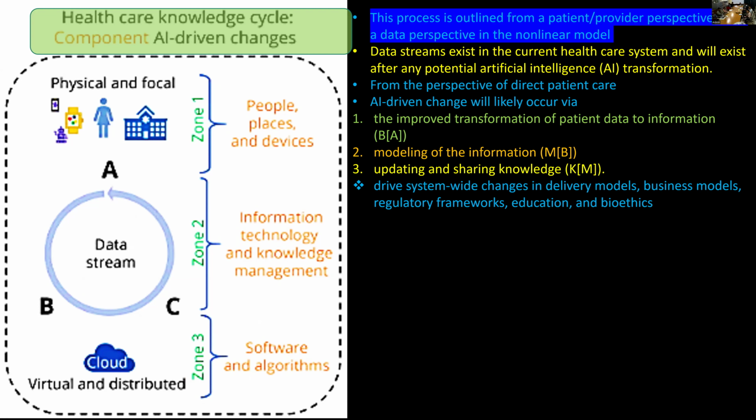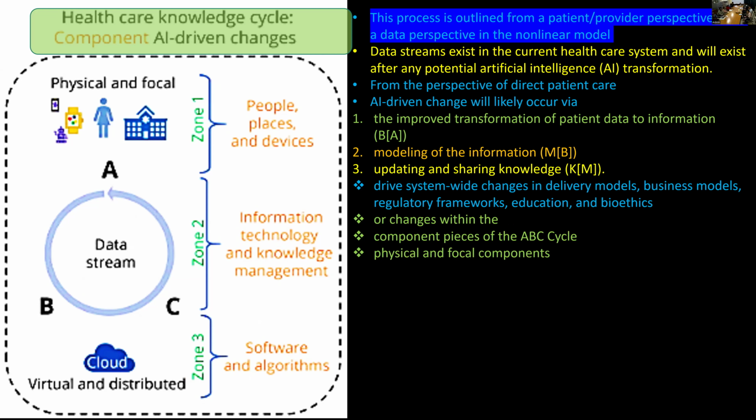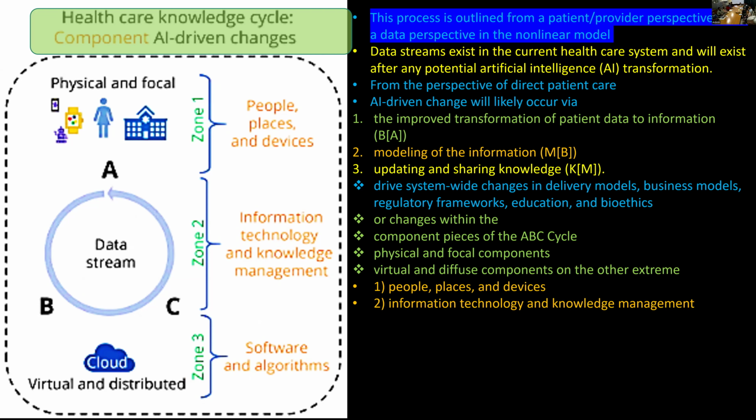This is called information, and this data stream is captured by zone 2, information technology and knowledge. This is where we are. This is also called the ABC cycle, which we are currently looking at. But now in healthcare, we divide this into zones. People, places, and devices are thought of as a separate area of healthcare. The third area is cloud computing, because we need the cloud to do all this knowledge work. So: people, places, and devices; information technology; and software algorithms.